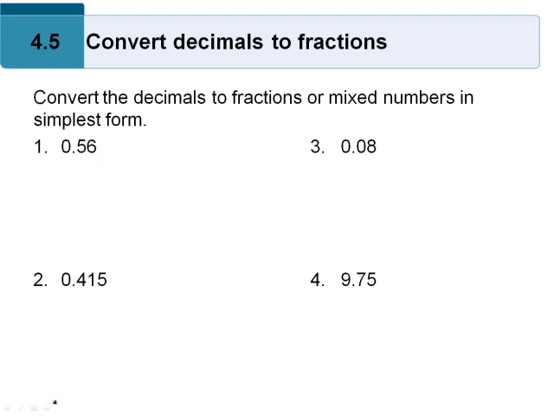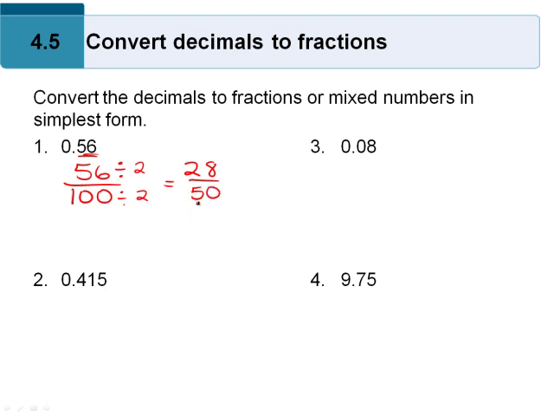Alright, so here's some more problems. Convert the decimals to fractions or mixed numbers in simplest form. So here we have 0.56. So we're going to put the 56 on top of the fraction, and then there's two digits behind the decimal point, so it's got to be over 100. Two digits, two zeros. Now, simplest form. Both of these are even, so I can divide by 2. Alright? So 56 divided by 2, what is that? 28. And then 100 divided by 2 is 50.